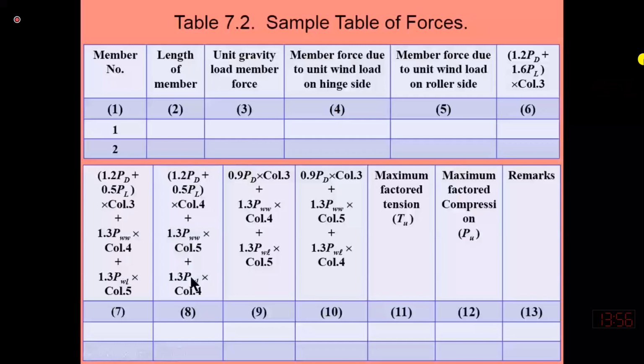What are column numbers 4 and 5? These are the wind load analyses for the unit wind which is acting on either side, maybe the left side or right side, that we refer to as the hinge side or roller side. Okay, the next combination is simple.